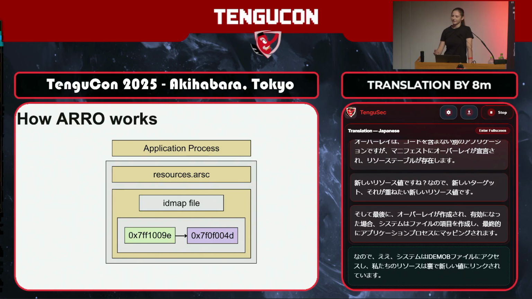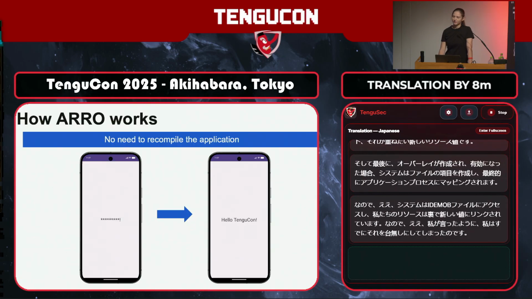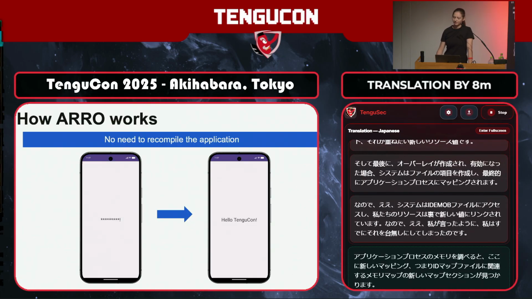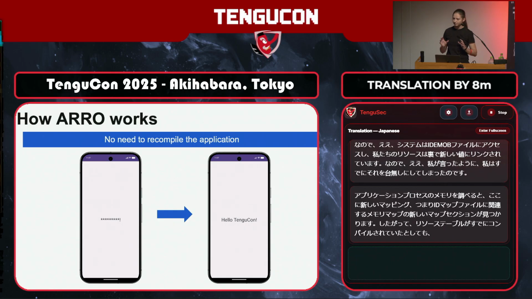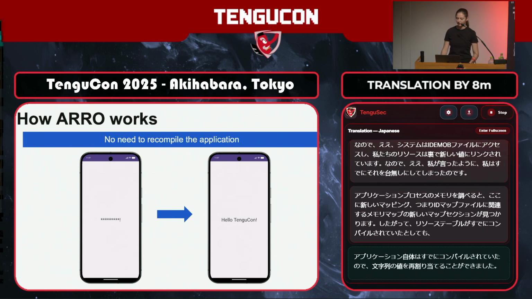So yeah, as I already spoiled, if we look into the application process memory, we can find here a new mapping, a new map section in the memory map related to the IDMAP file. Even though the resource table was already compiled and the application itself was already compiled, we were able to reassign the value of the string, right? So we managed to override it with a new value, in this case, hello TenguCon.